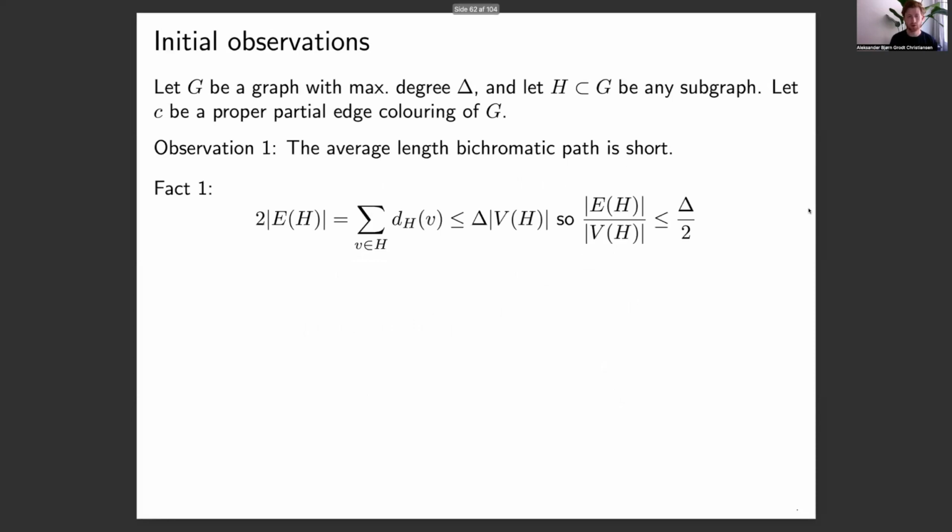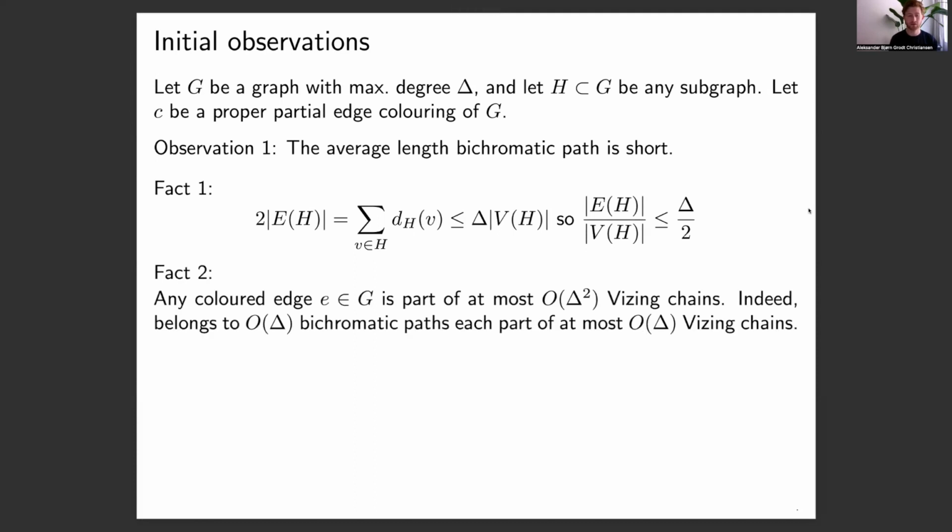Why is that, you might ask? Well, first of all, we know that in some subgraph H, we cannot have too high a density. You can have density at most delta over two. We also know that one edge can belong to at most O(delta) bichromatic paths, because if an edge is colored, there are only O(delta) other choices for the colors in the bichromatic path that it sits in. So in particular, since there is a bichromatic path ending at every vertex in our subgraph, they cannot be too long on average, because we don't have too many edges compared to the number of vertices, and each edge cannot be in too many bichromatic paths.